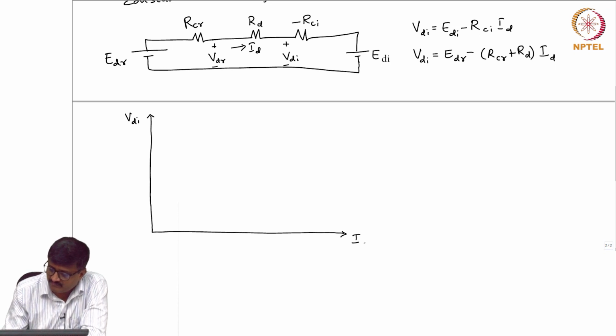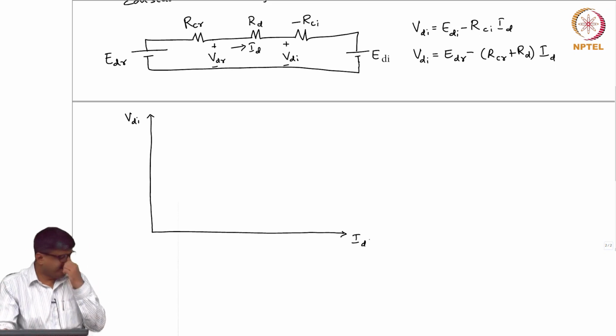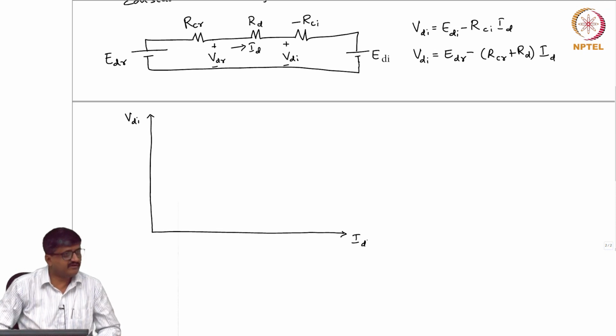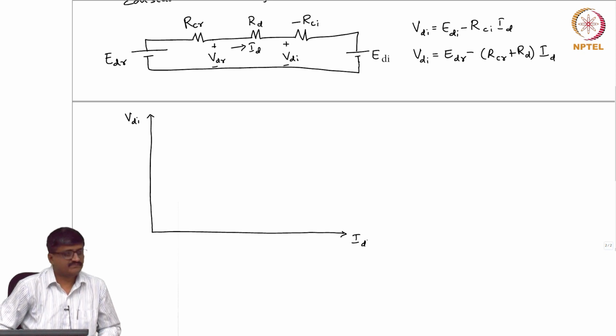So, should I consider all the 4 quadrants is the first question. Should I consider all 4 quadrants? Is operation, say I just take VDI and ID, is operation possible in all the 4 quadrants? Yeah. Then what? VDI is always positive. ID?